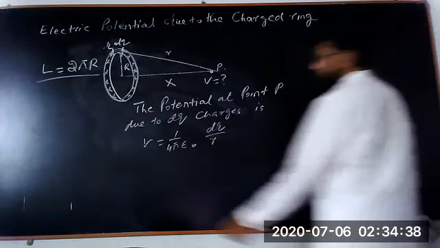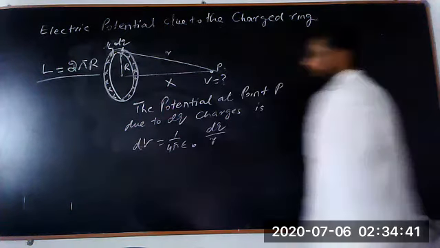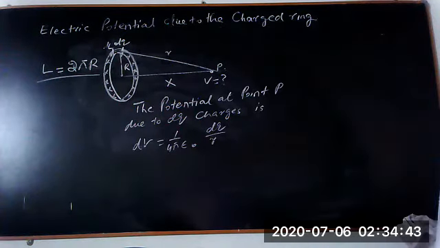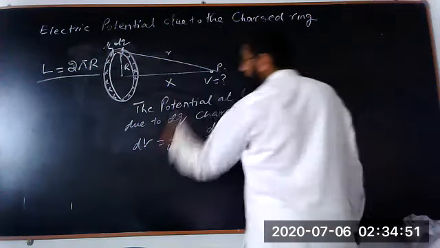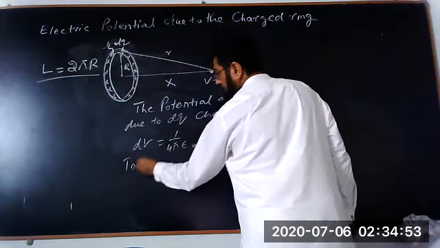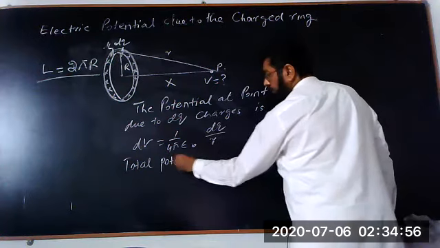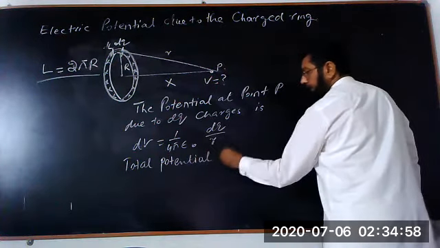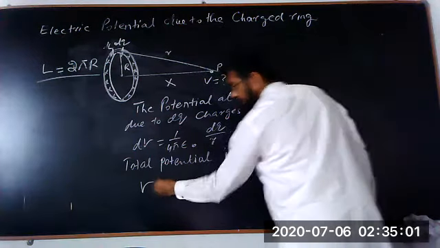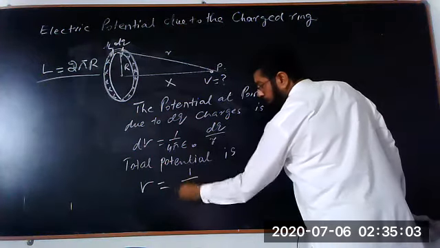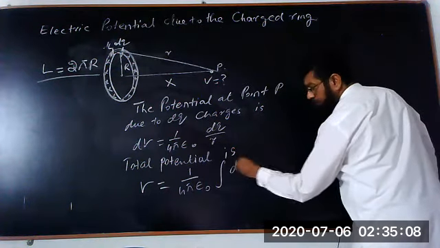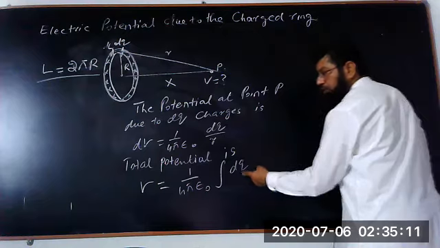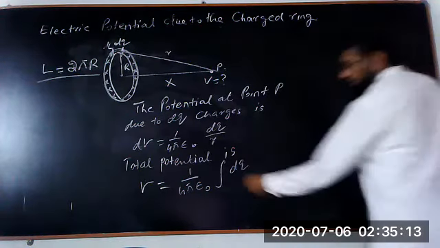ठीक है, इसको मैं dv भी कह देता हूं. dv is the small potential at a point P due to the amount of charges dq. Total potential can be written as V is equal to 1/4 pi epsilon naught. इस dq को इंटीग्रेट करें, dq integration over dq gives you the total charges upon r.